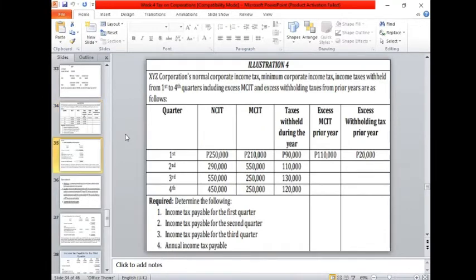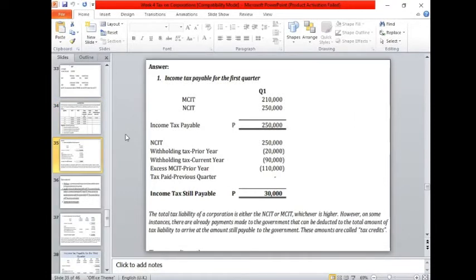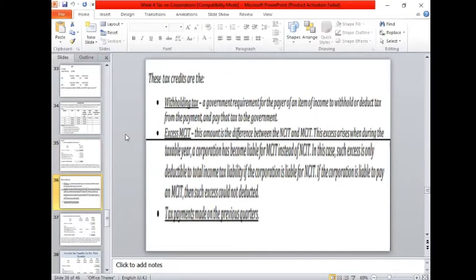Okay. So therefore, the corporate income tax payable on the first quarter is 30,000 instead of 250 because we deducted the deductibles. So the normal corporate income tax is 30,000 for the first quarter. They need to pay. That's okay. So what are those tax credits to be deducted? The withholding tax, the excess minimum corporate income tax, and the tax payments made on the previous quarters.